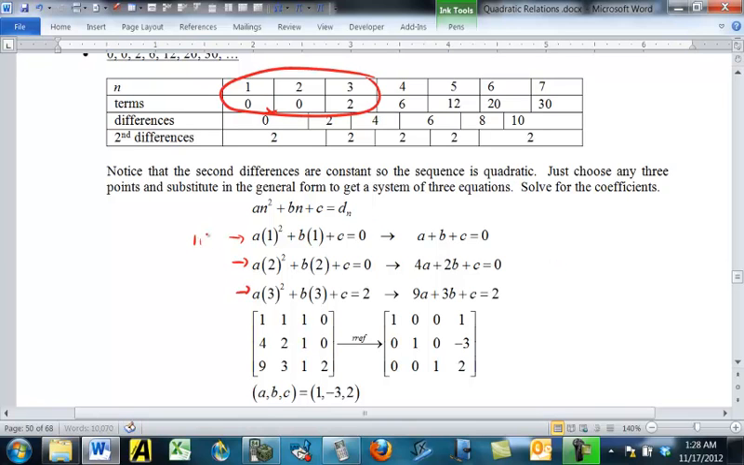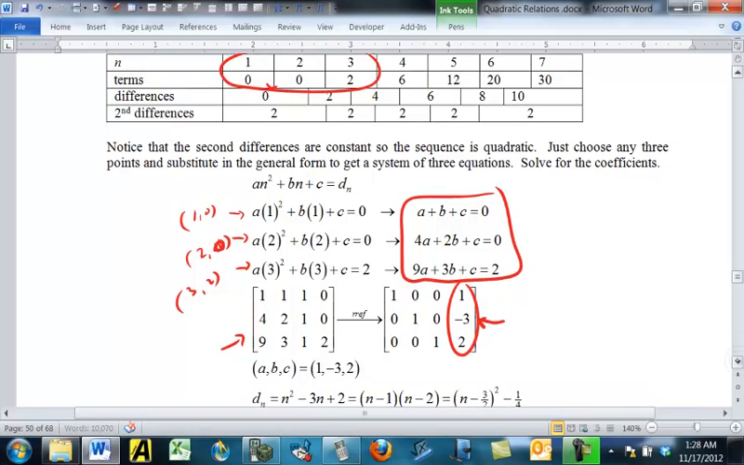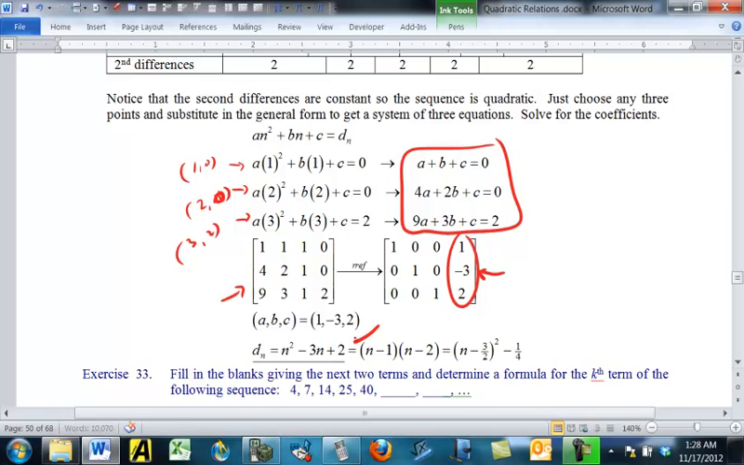Here I use 1, 0. Here I use 2, 0. And here I use 3, 2. I got this system of equations, which I can write as that matrix. Solve it, I get this here. And there's my equation right there. Of course, I can also factor it or write it in vertex form.